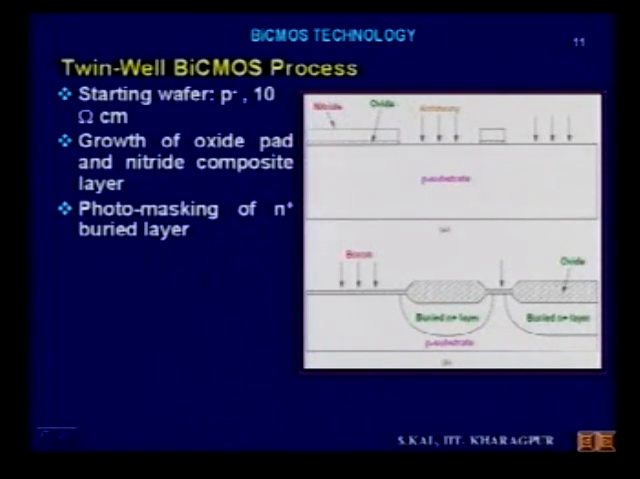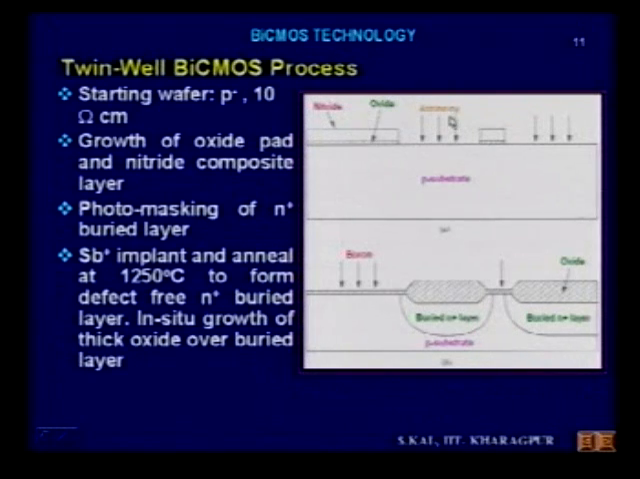Photomasking of N plus buried layer. So photomasking means you are opening windows for the buried layer region. Here and here are the windows for the buried layer region. You are opening them, and then antimony is implanted here and here.